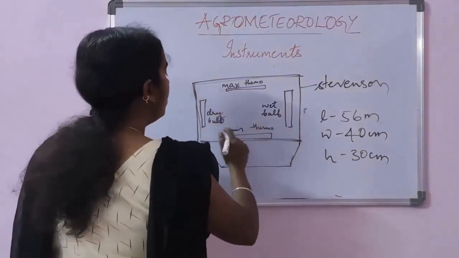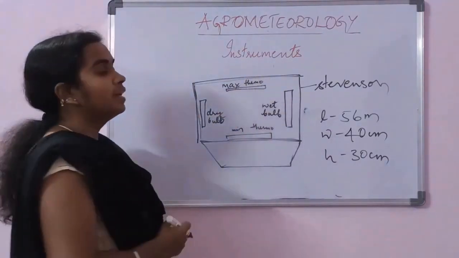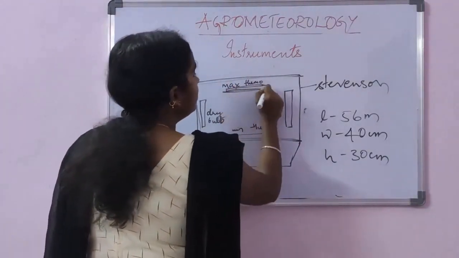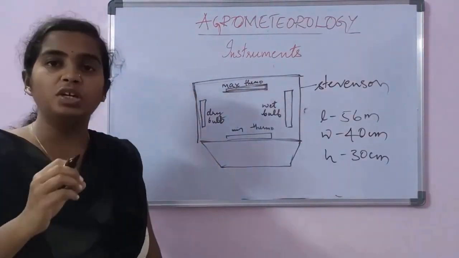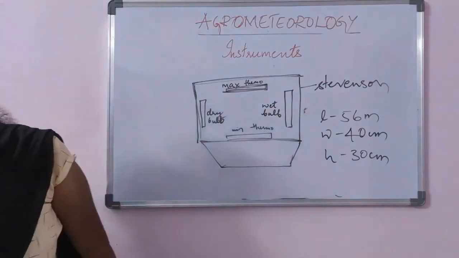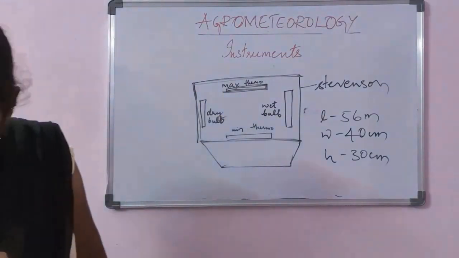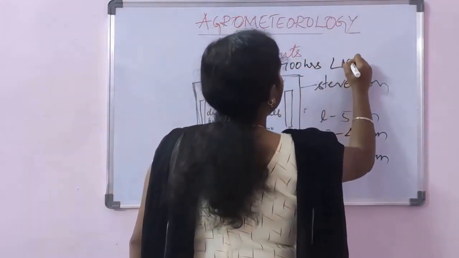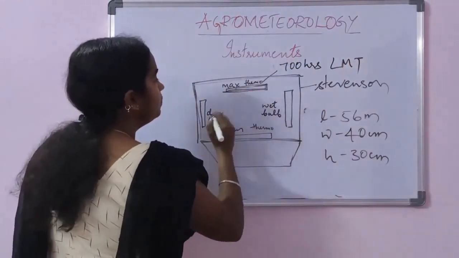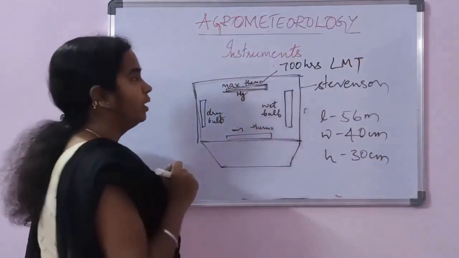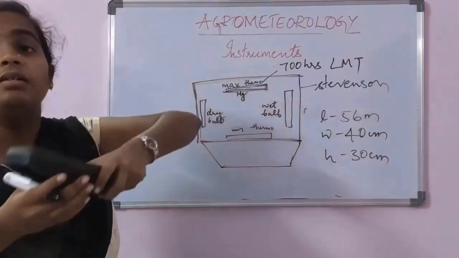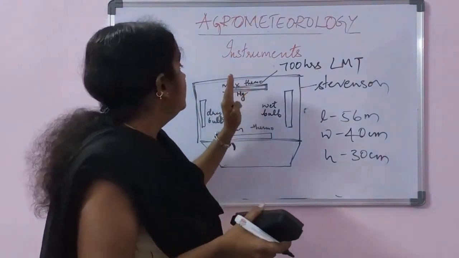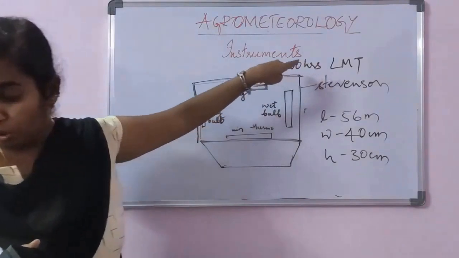Now let us know about the various instruments which are kept in the Stevenson screen. Now first, the maximum thermometer. This maximum thermometer is used for measuring the maximum temperature in a day. This will be set in the morning at 700 hours local mean time, and this maximum thermometer contains mercury. It will be kept at the top of the Stevenson screen and it is standardized at 700 hours local mean time.